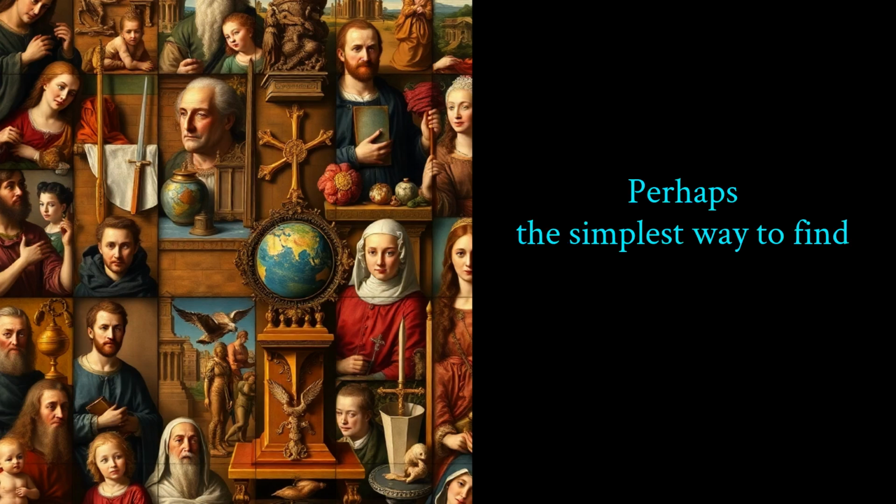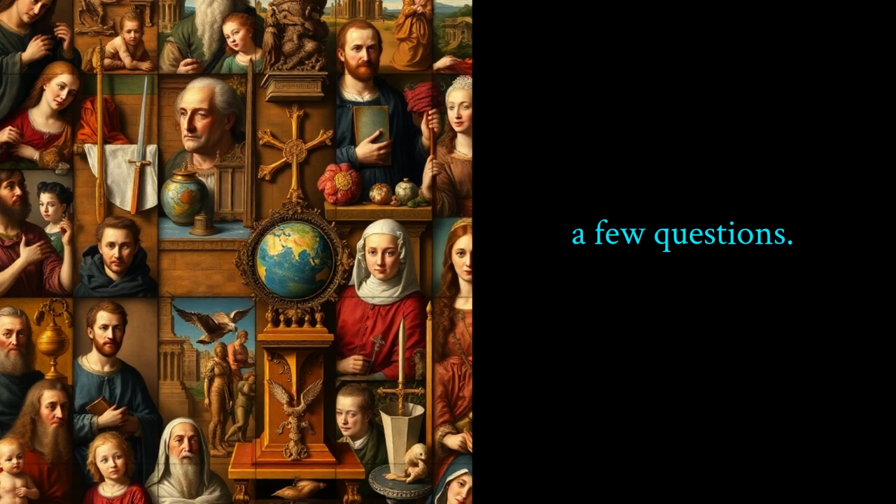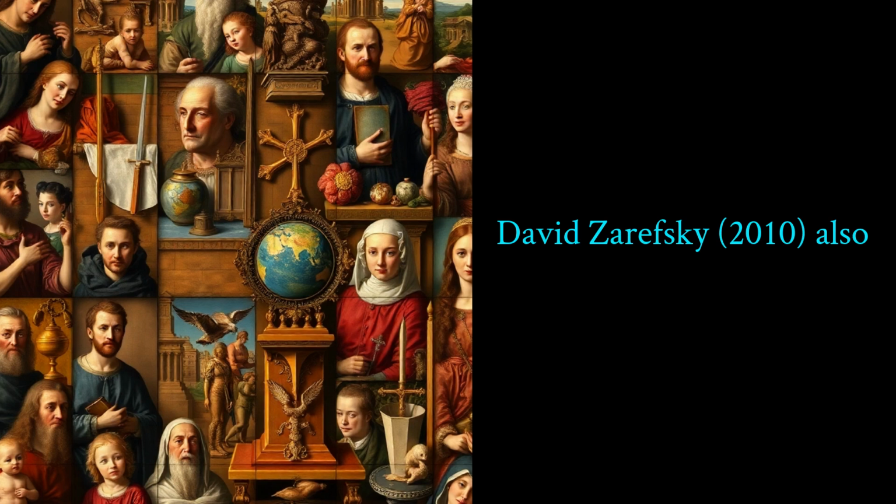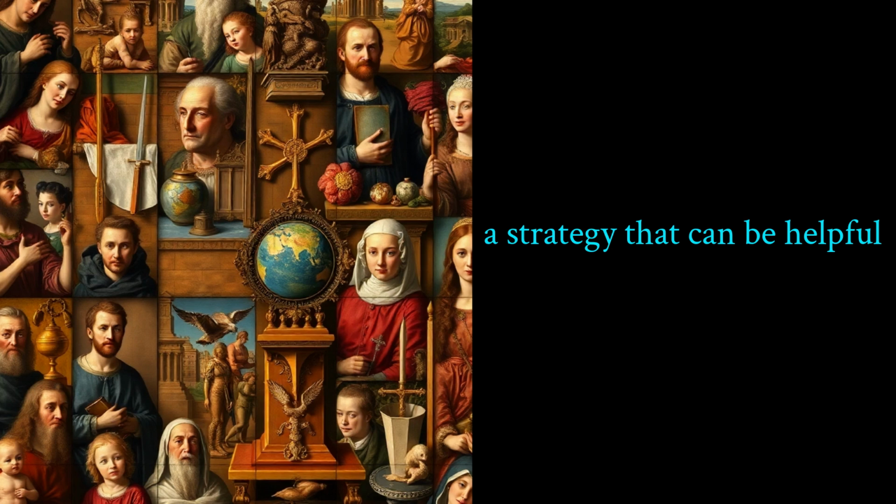Perhaps the simplest way to find a topic is to ask yourself a few questions. See the text box entitled Questions for Selecting a Topic for a few questions that will help you choose a topic. There are other questions you might ask yourself too, but these should lead you to at least a few topical choices. The most important work that these questions do is to locate topics within your pre-existing sphere of knowledge and interest. David Zarefsky, 2010, also identifies brainstorming as a way to develop speech topics, a strategy that can be helpful if the questions listed in the text box did not yield an appropriate or interesting topic.